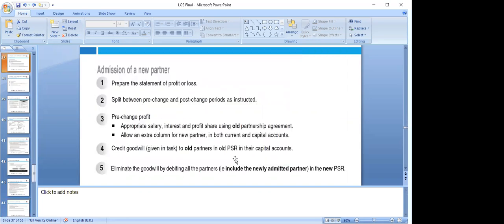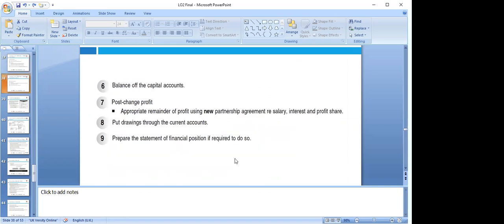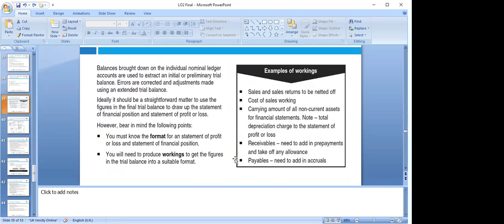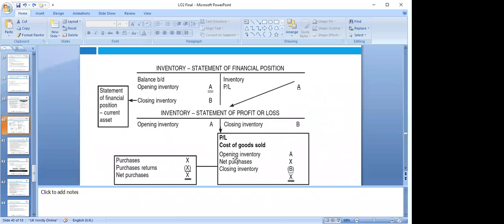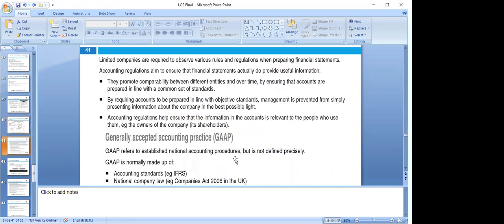Admission of new partners: we need to look at the capital they bring, and we need to make new sharing ratios between partners under the partnership. The balance will carry on, and we'll carry on preparing the nominal ledgers. If we have inventories, the inventories need to be readjusted and revalued, like revaluation under IAS 2.